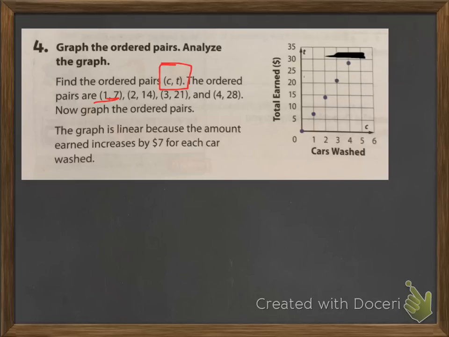And you should be able to see all of those now. Please don't black anything out that I black out. I'm only doing that so the answer is not right there. And it says the graph is linear because the amount increased by $7 for each car washed. So this makes it a linear graph.